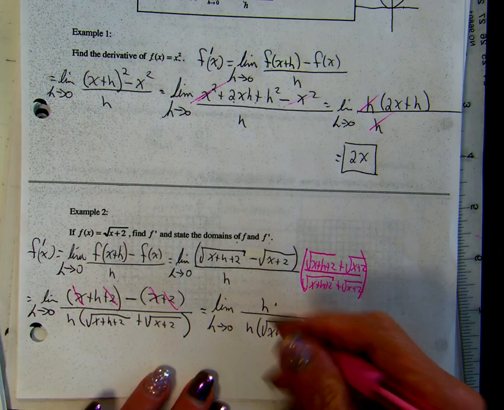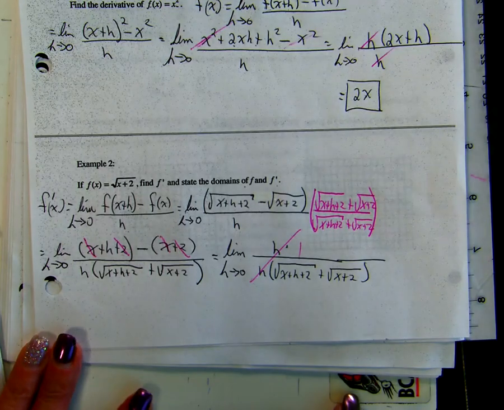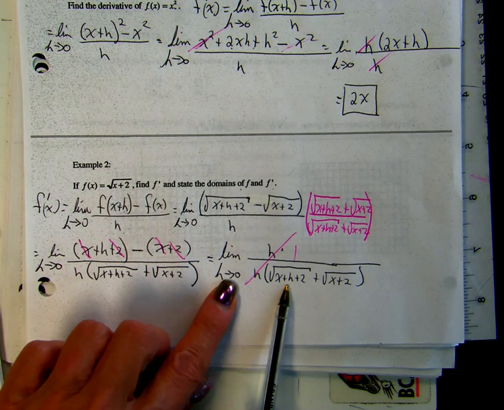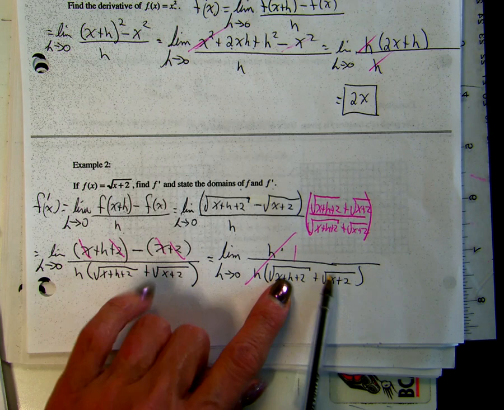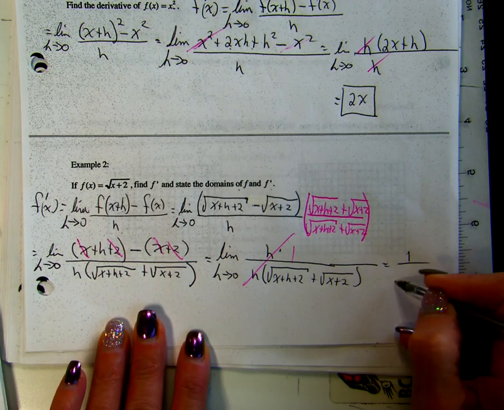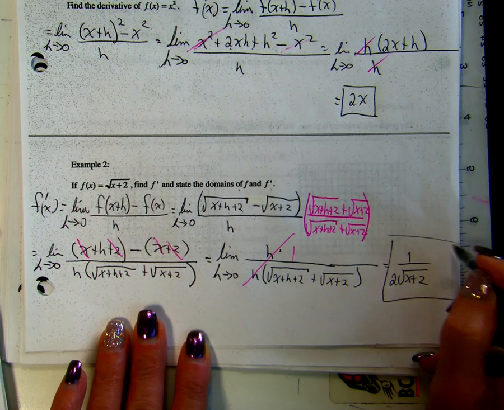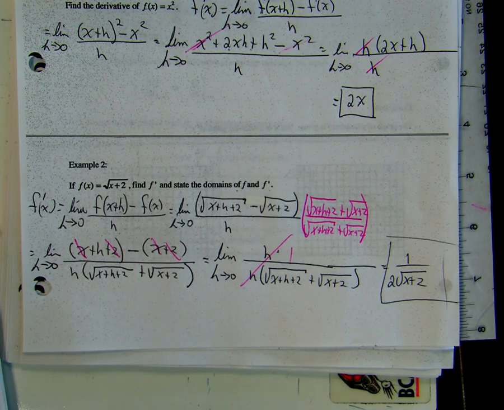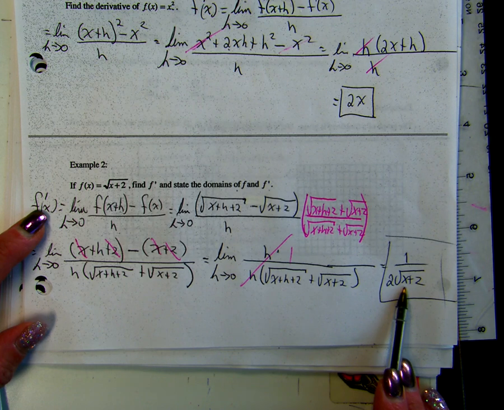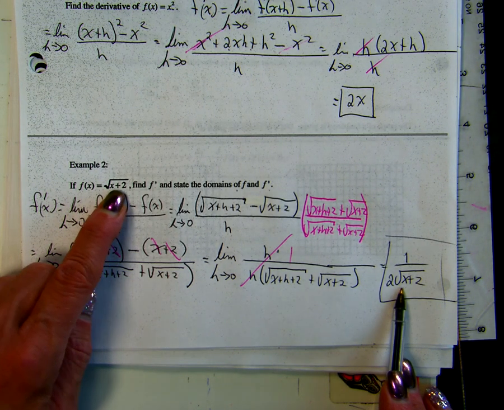And the h in the numerator cancels the h in the denominator. And we can now evaluate this by direct substitution. What happens if h is 0? Well, I have root x plus 2 plus another root x plus 2, which just gives me 2 of those root x plus 2's. What is that function? That function is the derivative. So this function would give me the slope of the tangent line to this curve at any point.